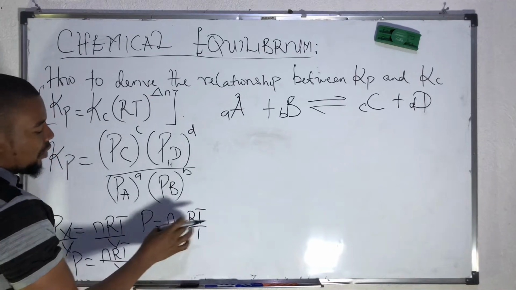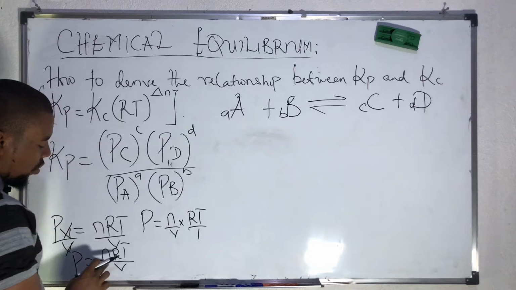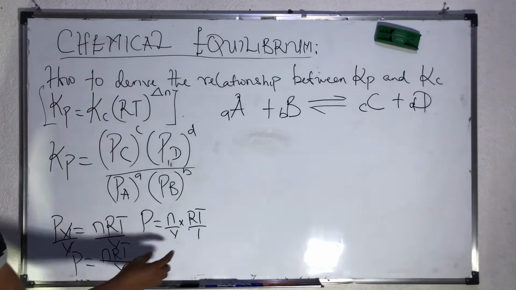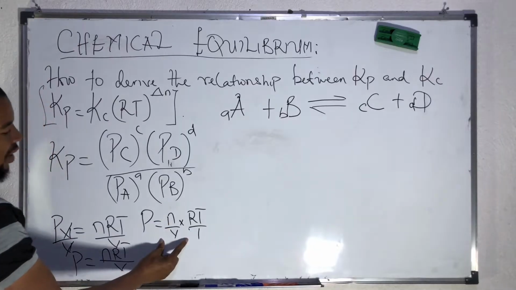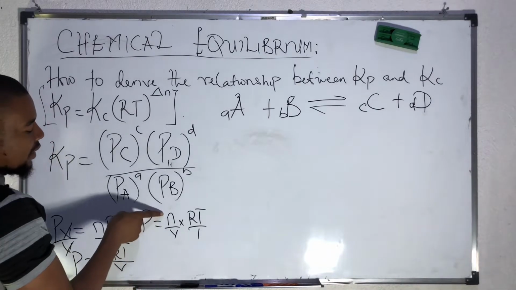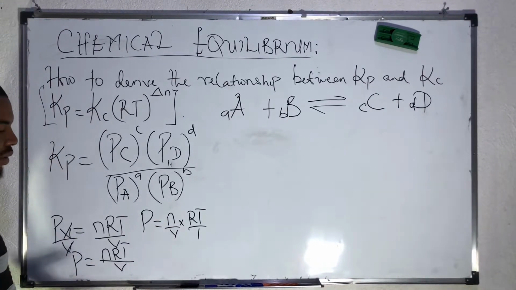This N times RT will give you an RT, and the V times 1 would also give you a V. Hence, we've not changed anything yet. Now, what is N over V? N over V simply refers to concentration, right? So it's moles over volume. Moles over volume will give you the concentration.